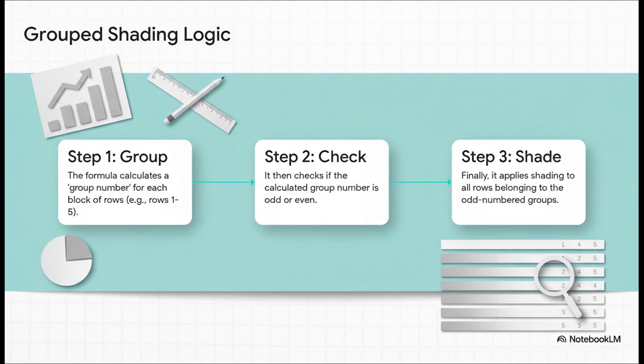The formula basically assigns a group number to each block of rows, let's say every 5 rows. Then, it just runs a simple check. Is the group number odd or even? All the rows in the odd-numbered groups get shaded, and the even ones are left blank. The result is this perfectly scannable report.